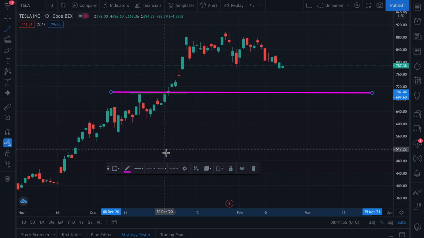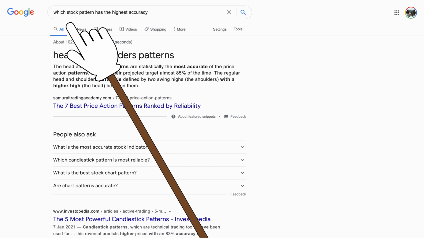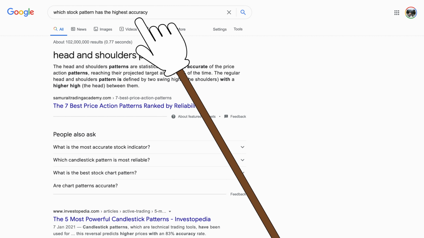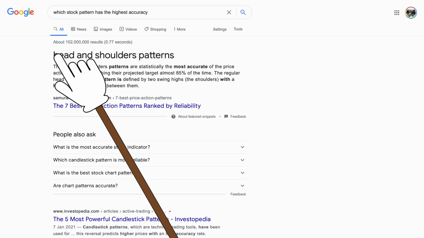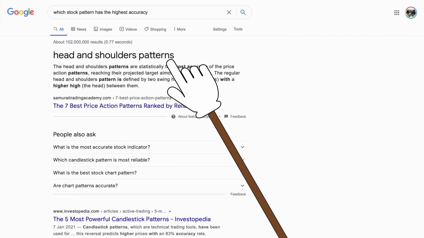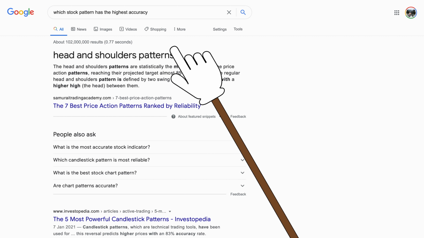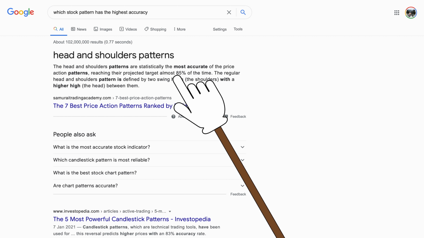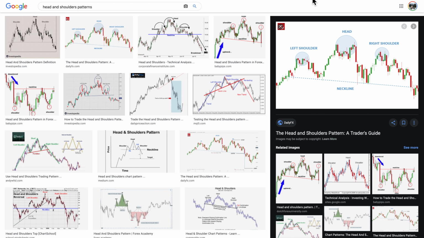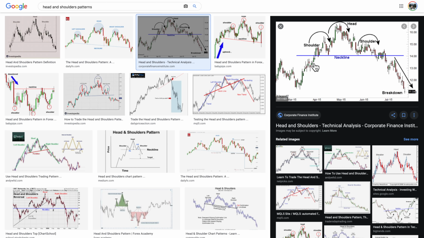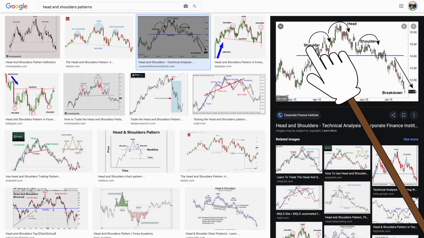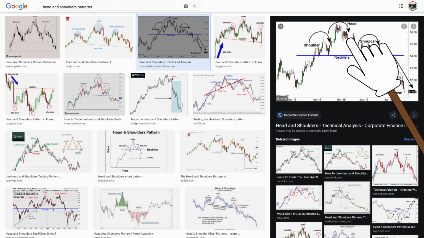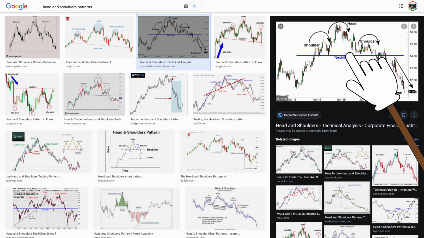Now this is sort of a bad news, sort of. If you Google which stock pattern has the highest accuracy, the result is usually the head and shoulders pattern. This is a bearish pattern and is projected to be accurate 85% of the time. How does a head and shoulders pattern look like? It looks something like this. There is a shoulder, and this is a head. It sort of looks like a middle finger.